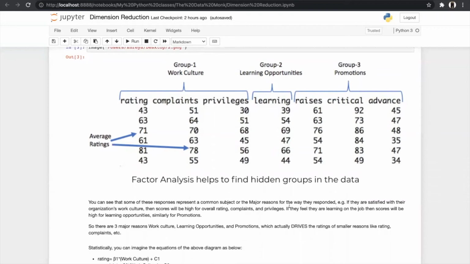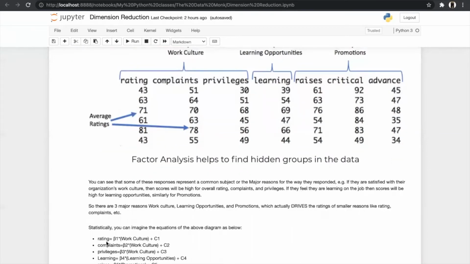So statistically, we can imagine the equation of the above diagram as below. For rating, we can give beta 1 into work culture plus C1, and for complaint, beta 2 into work culture plus C2, as they are the group of the work culture. Same for the privilege, beta 3 into work culture plus C3, and for learning, beta 4 into learning opportunity plus C4, and for raises, beta 5 into promotion plus C5.